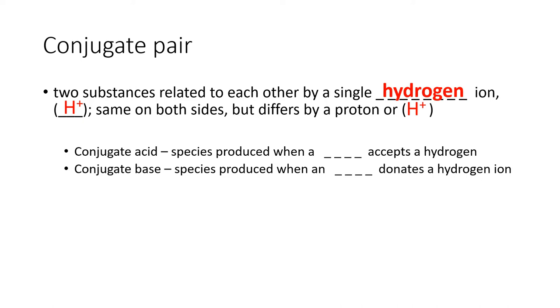So it changes the charge and it adds a hydrogen. Now, the conjugate acid is what is produced when a base accepts a hydrogen. So when the base adds the hydrogen to it, now that is ready in the reverse reaction to act as the acid. Likewise, a conjugate base is a species that is produced when an acid donates the hydrogen. So the acid gives up the hydrogen. What remains is known as the conjugate base.